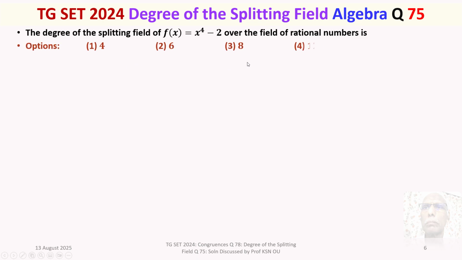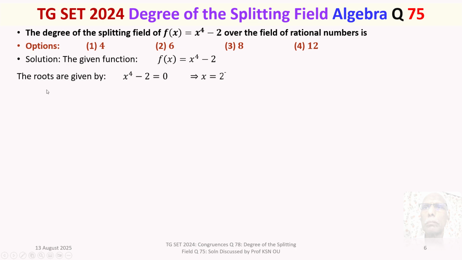We are given 4 options. Options are here. Let's now discuss the solution of the problem in detail. We are given the polynomial f of x is equal to x to the power of 4 minus 2.